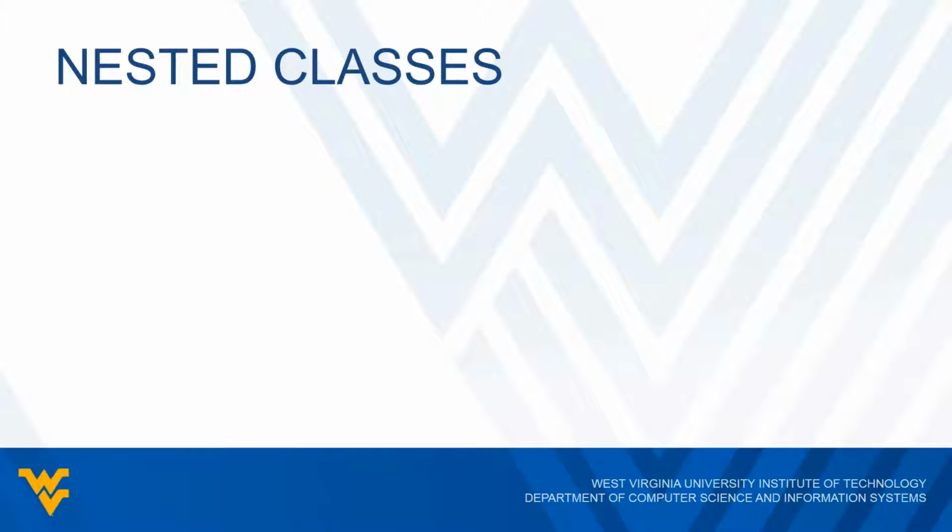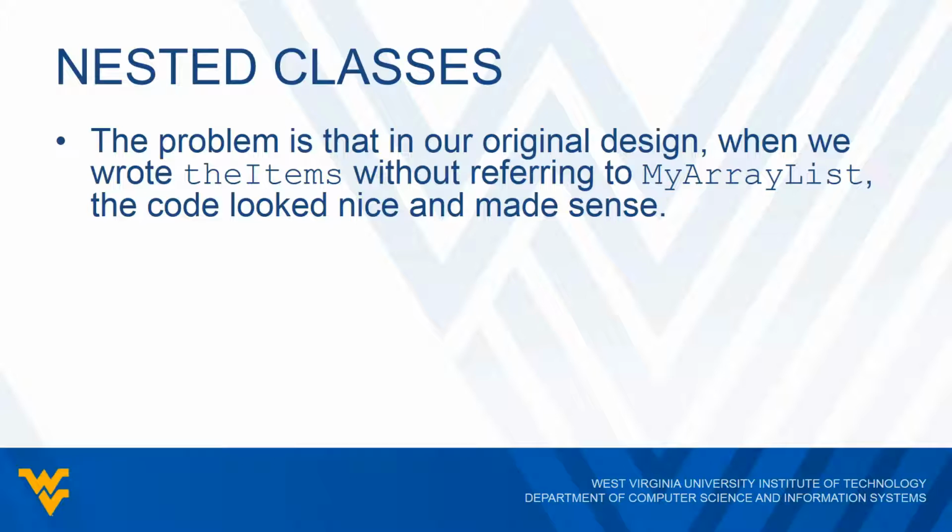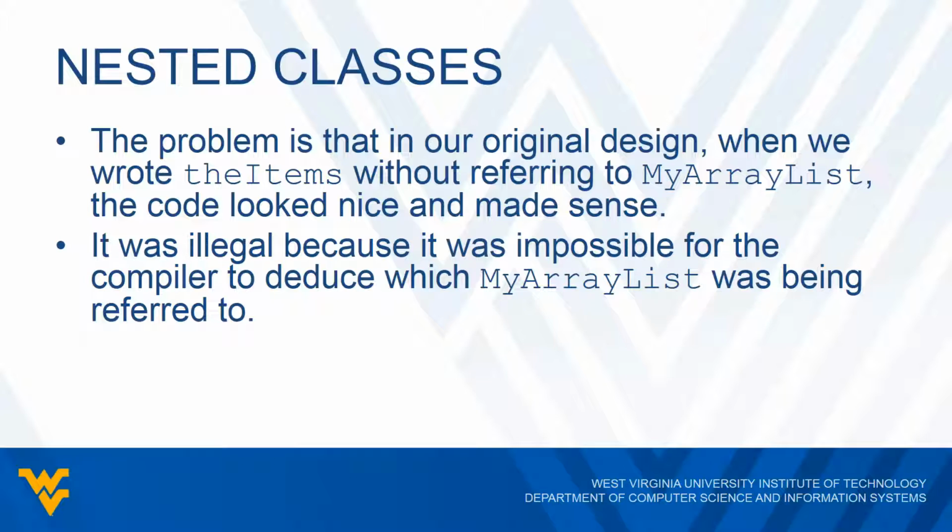Now there is a small problem with the nested class approach. In our original design, we used the items array without having to refer to myArrayList. And the code looked nice and it made sense. You could look at the code and you should be able to understand what's going on in there. But the problem is that was illegal. We couldn't do that because the compiler couldn't deduce which myArrayList was being referred to, because there was no connection between the items and myArrayList at that point.